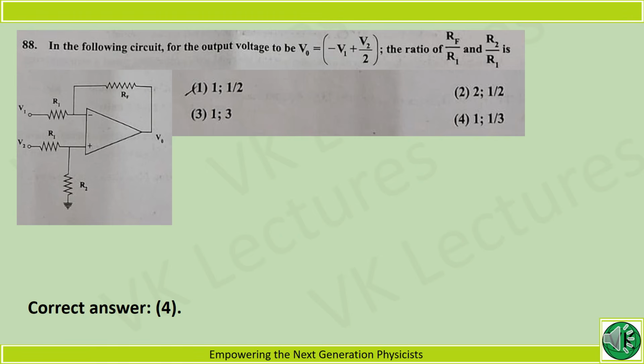In the following circuit, the output voltage V0 is equal to minus (V1 plus V2 by 2). The ratio of RF by R1 and R2 by R1 is, RF by R1 is 1 and R2 by R1 is 1 by 3. Option 4.